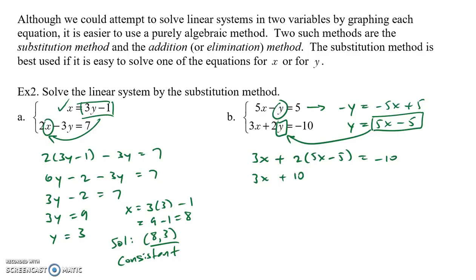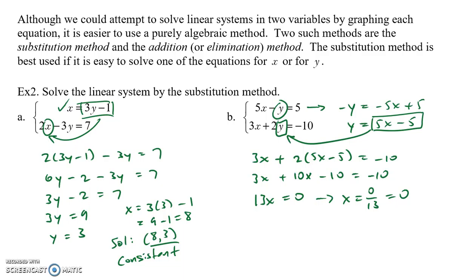3x plus 10x minus 10 equals -10. 3x plus 10x is 13x. Adding 10 to both sides, we get 0 on the right. If we divide both sides by 13, we get x equals 0 over 13, but that's just equal to 0. So the x-coordinate of our solution is 0.